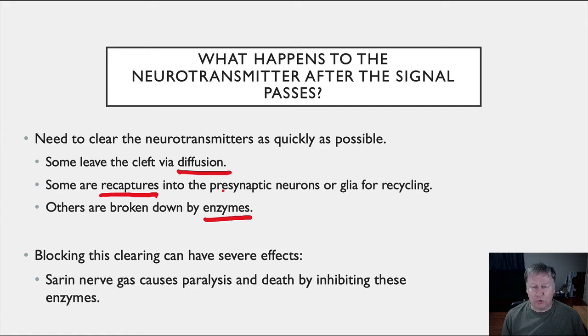Blocking the removal of neurotransmitters actually can cause tremendous problems. I don't know if you've ever heard of sarin gas, but sarin gas is a type of nerve gas. It was used as a chemical weapon for a long time.